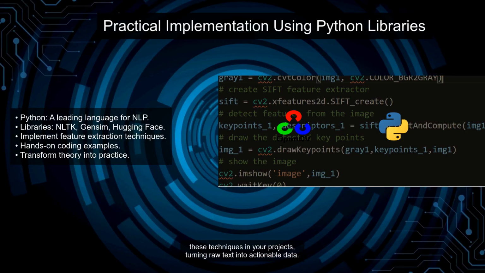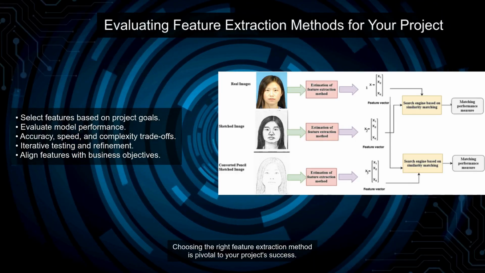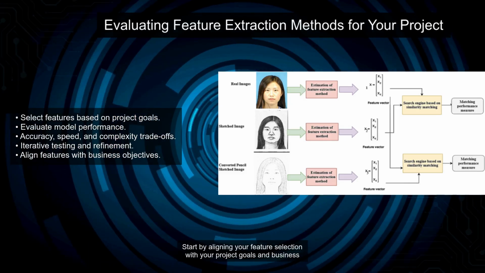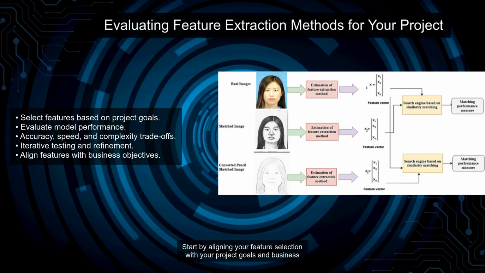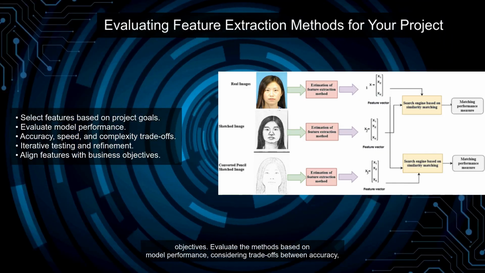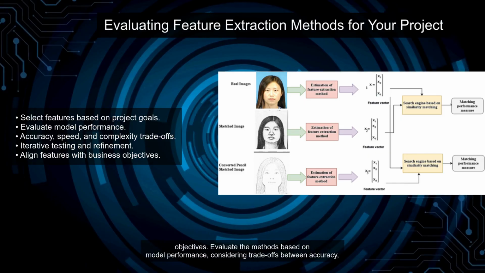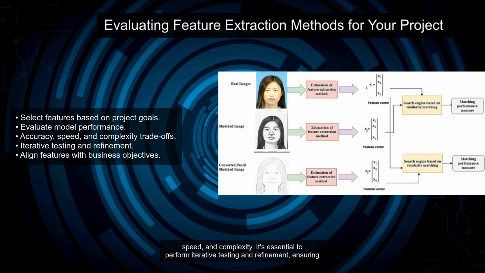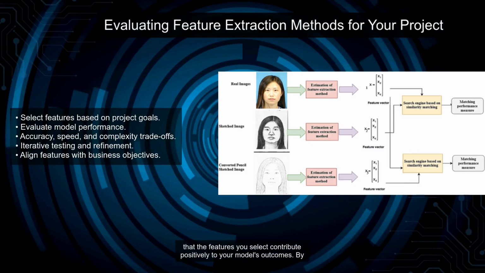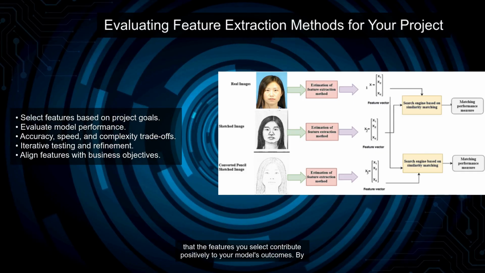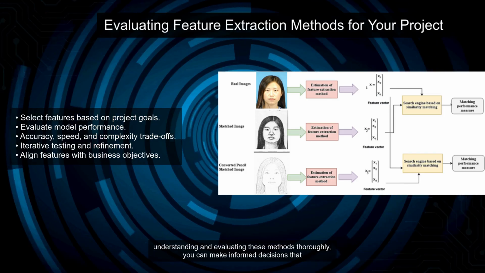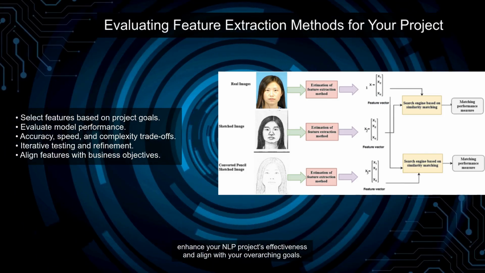Choosing the right feature extraction method is pivotal to your project's success. Start by aligning your feature selection with your project goals and business objectives. Evaluate the methods based on model performance, considering trade-offs between accuracy, speed, and complexity. It's essential to perform iterative testing and refinement, ensuring that the features you select contribute positively to your model's outcomes. By understanding and evaluating these methods thoroughly, you can make informed decisions that enhance your NLP project's effectiveness and align with your overarching goals.